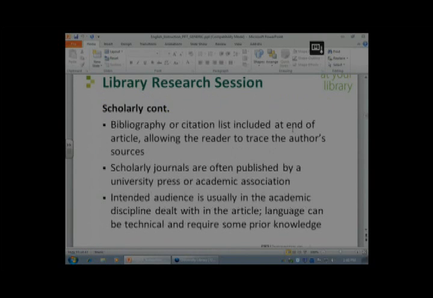The other thing with scholarly articles, you're going to get bibliographies and citations at the end. Basically what this allows you to do, its primary purpose, is to let a reader trace the author's sources and again establish some authority. What did they use for their own research? What sources did they use to bolster the argument they're making?